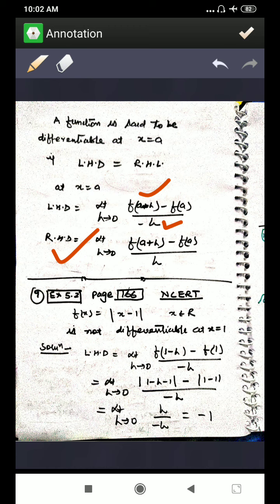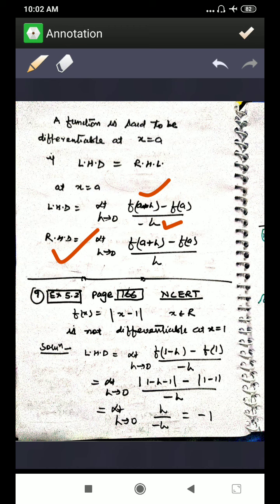Now I am taking question number 9, exercise 5.2 from NCERT, page 166. The question is given: f(x) is modulus of x minus 1, x belongs to all real numbers, is not differentiable at x equal to 1. We have to prove that this function is not differentiable. Now see carefully how to solve it.